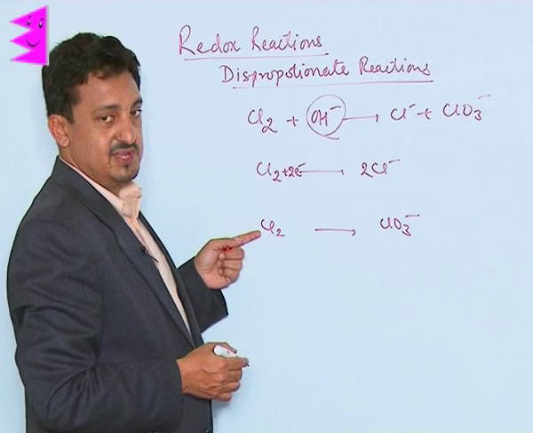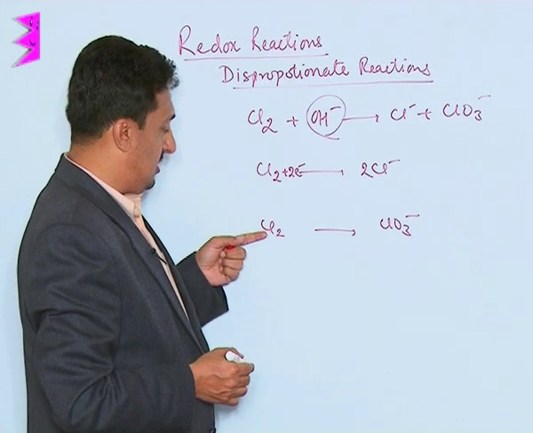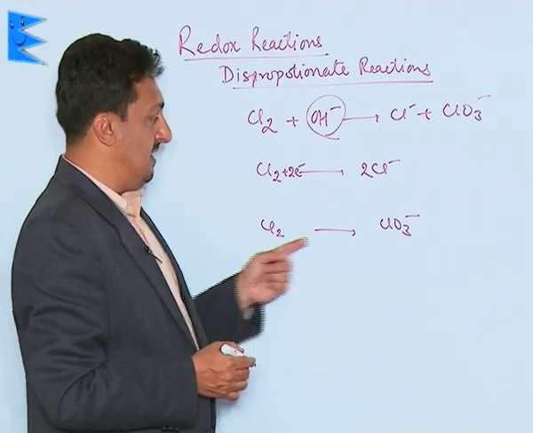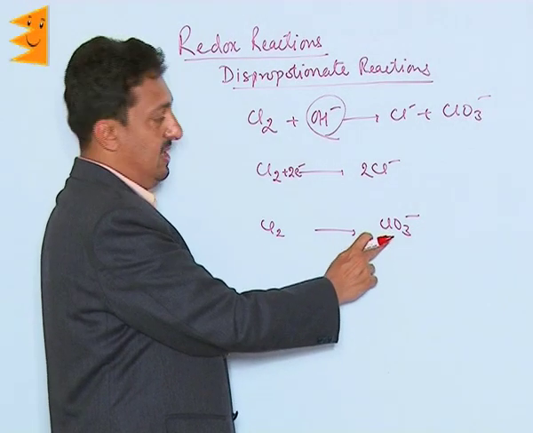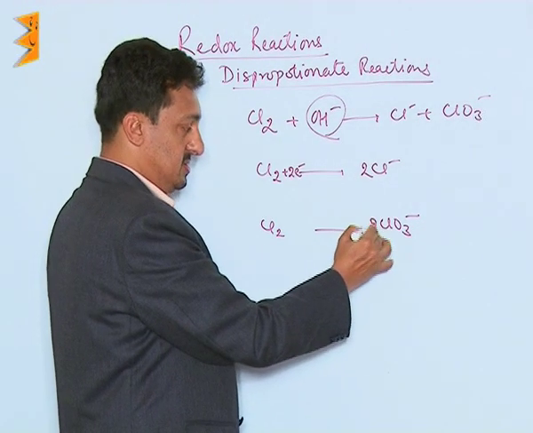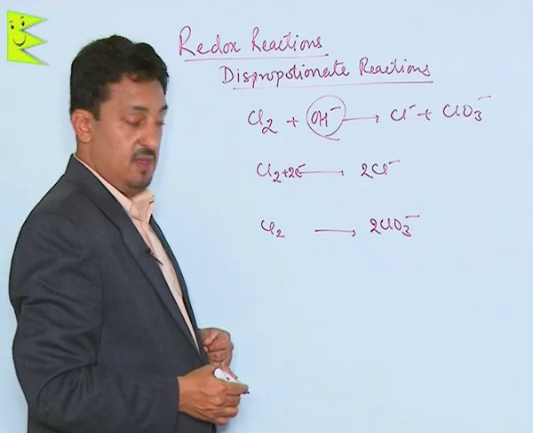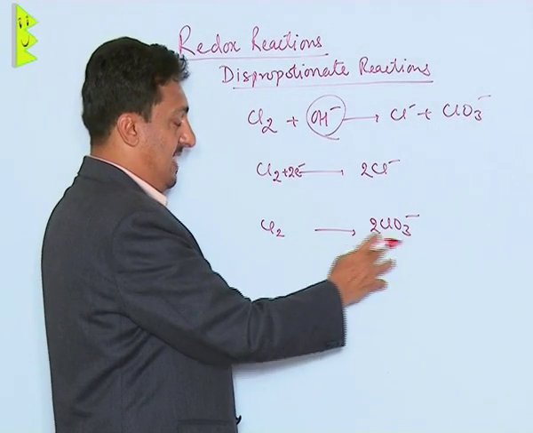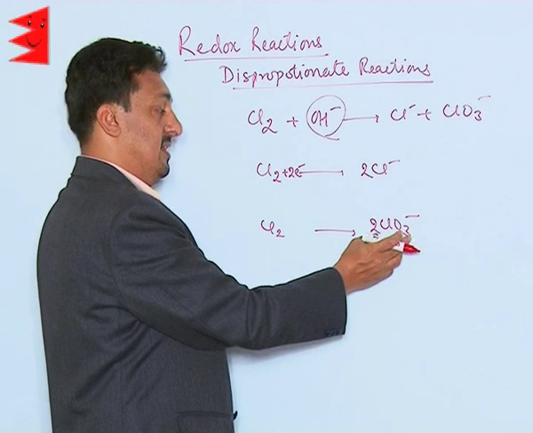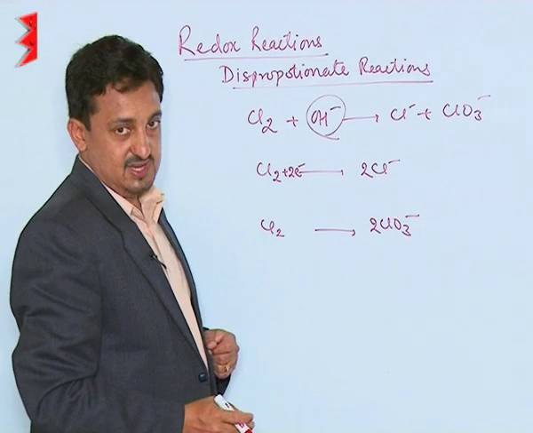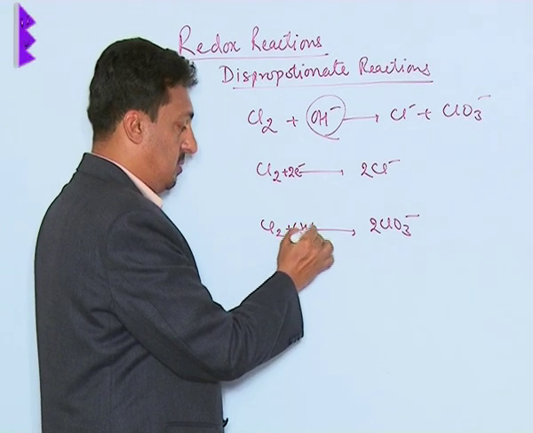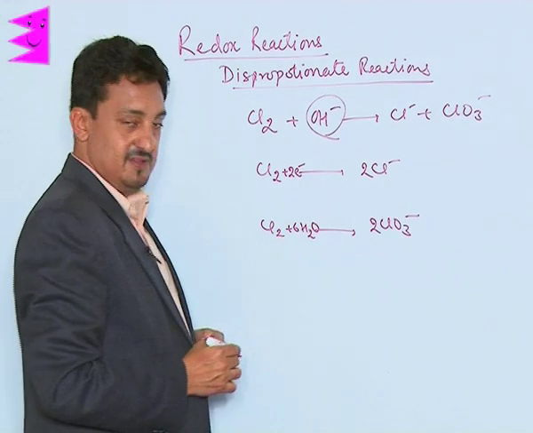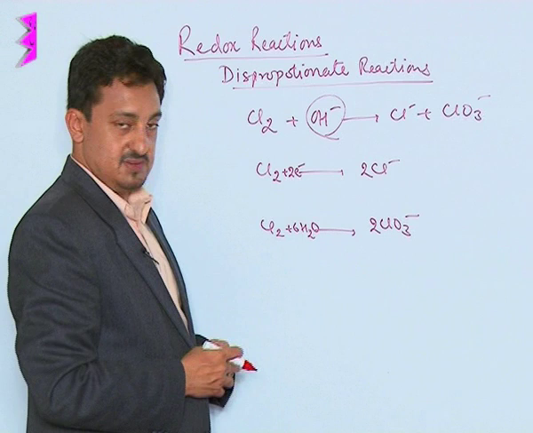The second half, the oxidation half. The chlorine molecule is changing into chlorate ion. There are 2 chlorines, there is only 1 chlorine atom, so we simply multiply it by 2. Then there are now 6 oxygen atoms on the right hand side, which are balanced by putting 6 water molecules on the left hand side. The oxygens are balanced.